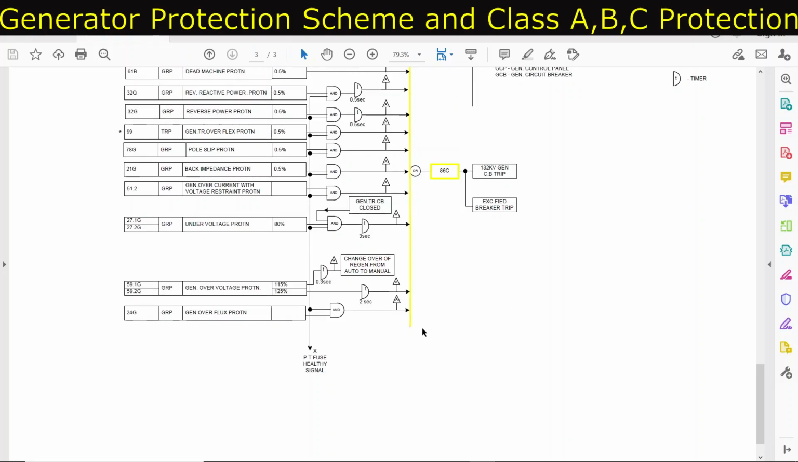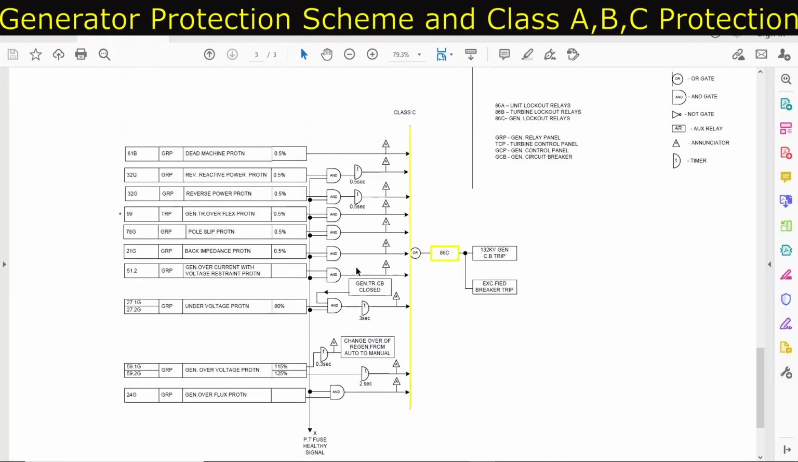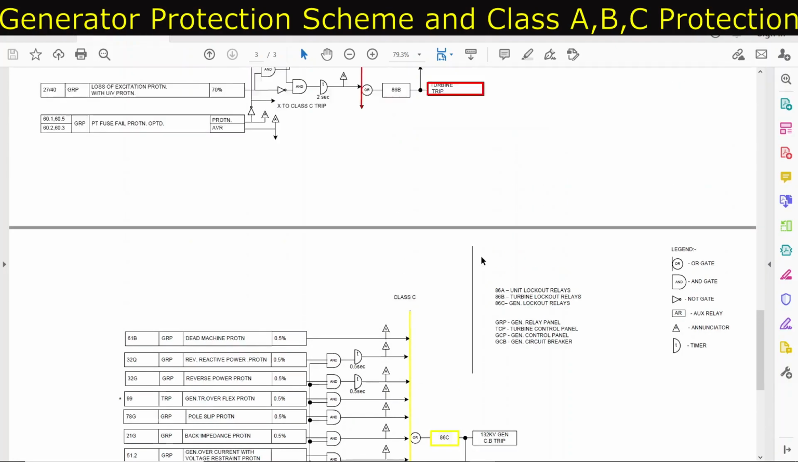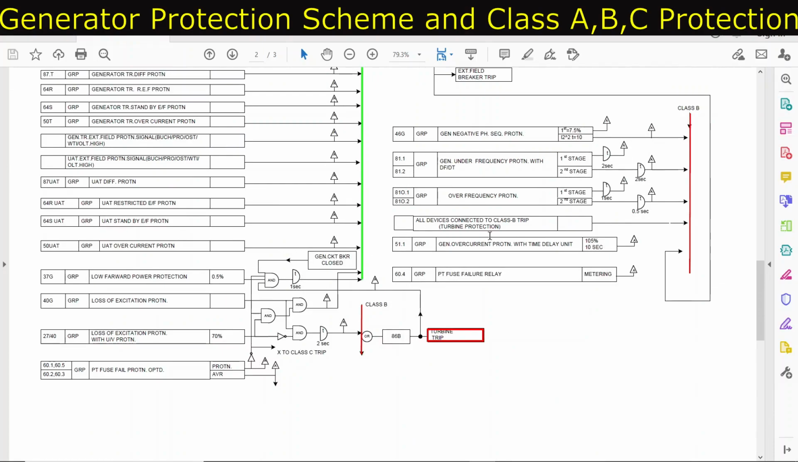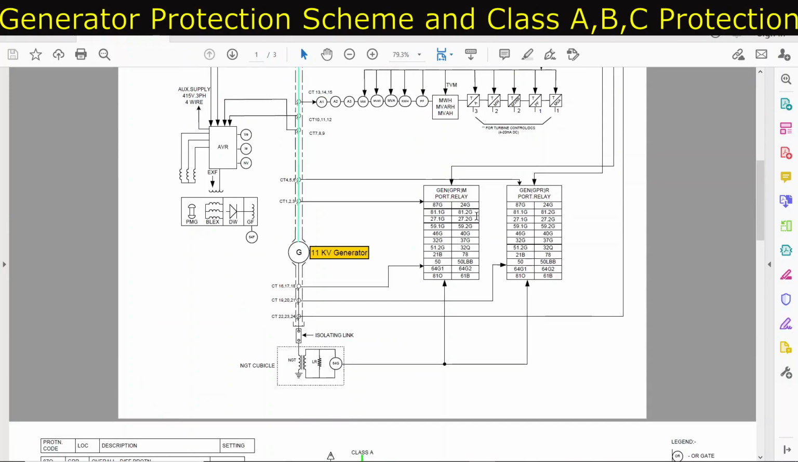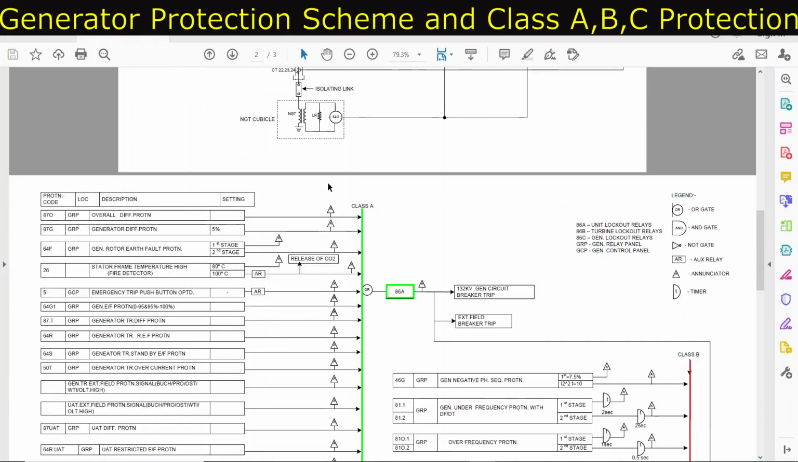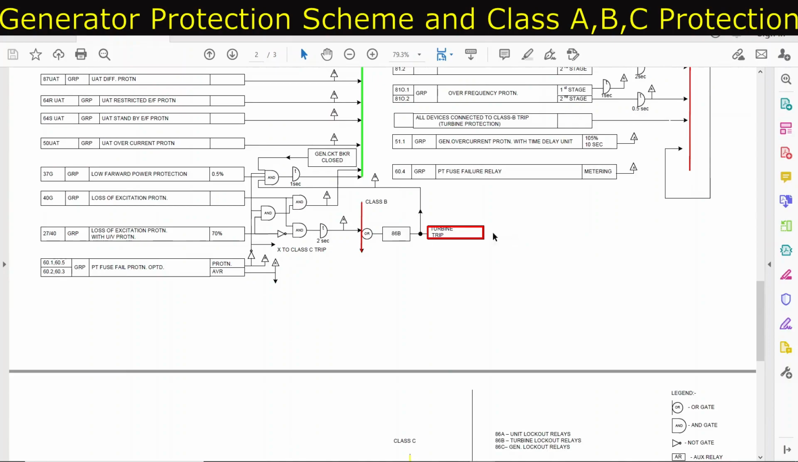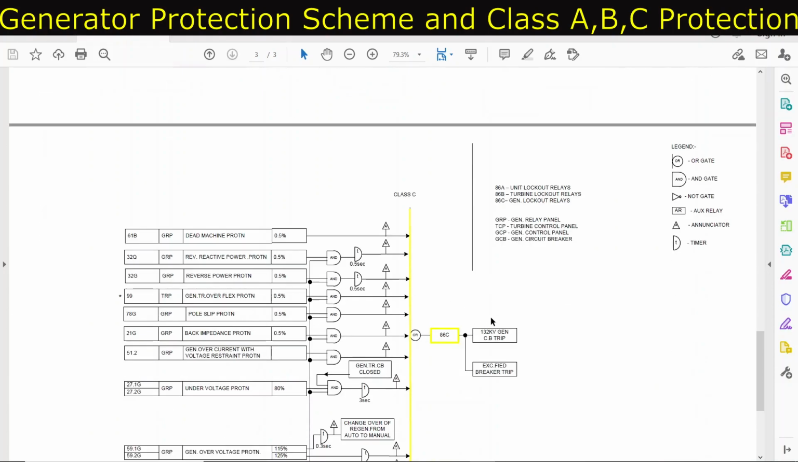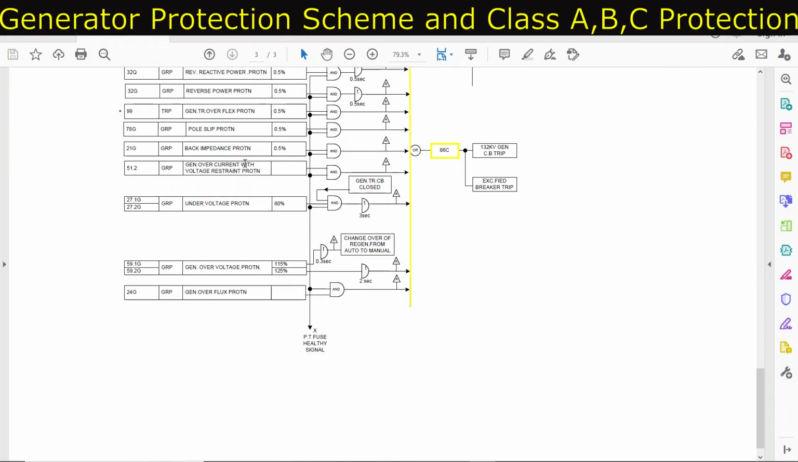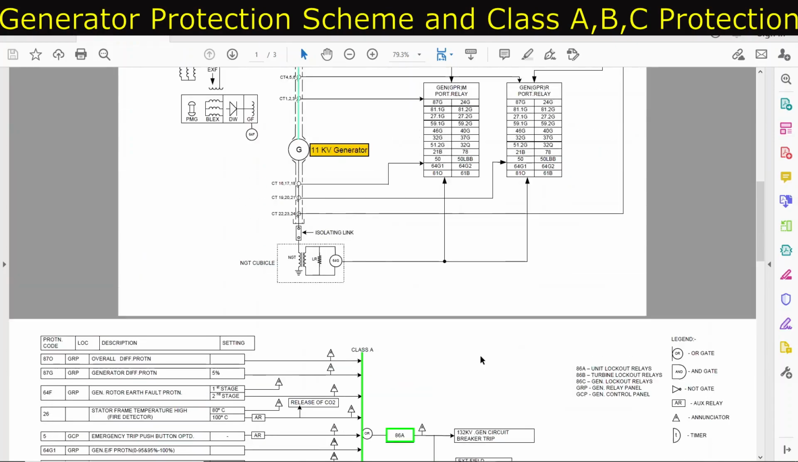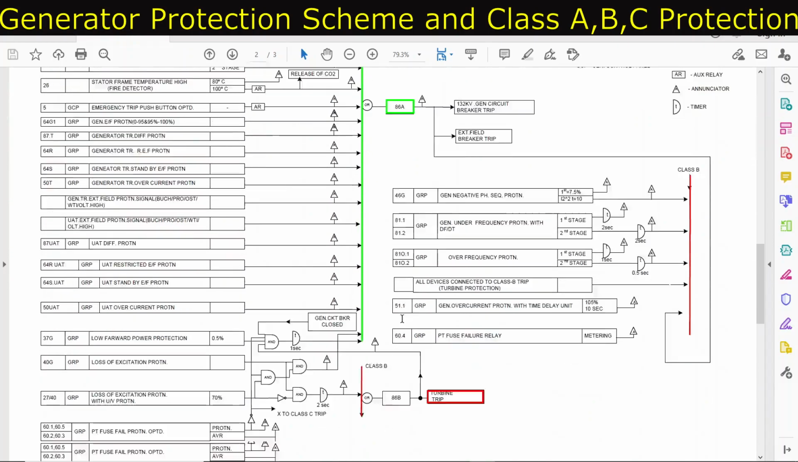So these are the three protections: class A, class B, class C. All these different types of protections are classified into three groups, and we have already seen class A, class B, class C protections. All this nomenclature you have seen here is used, and the signals come from the CT and PT. In this philosophy, our turbine gets tripped, the generator is isolated from the system, and the excitation breaker gets tripped. So in this philosophy, our generator, turbine and generator transformer protection works.